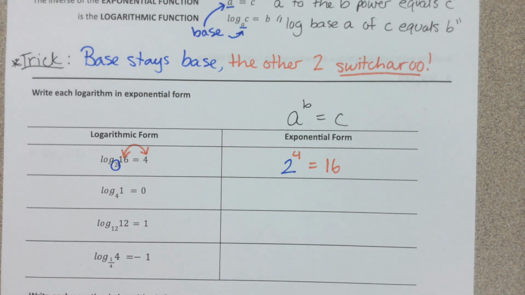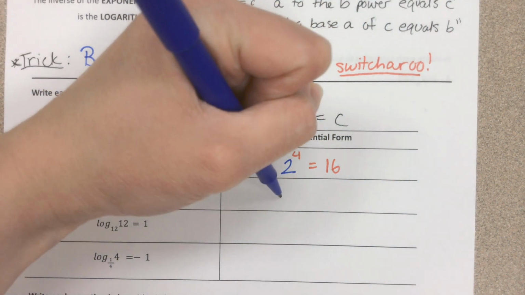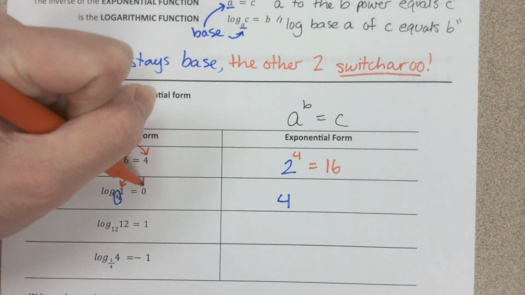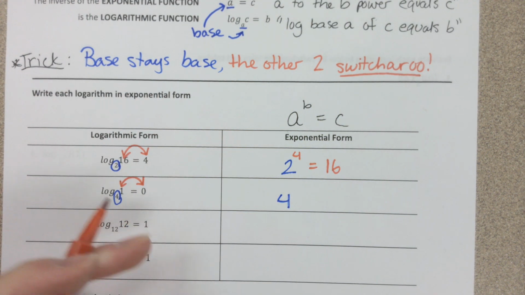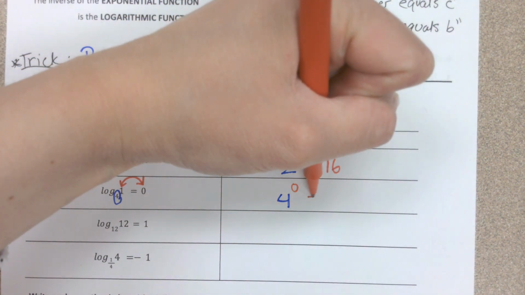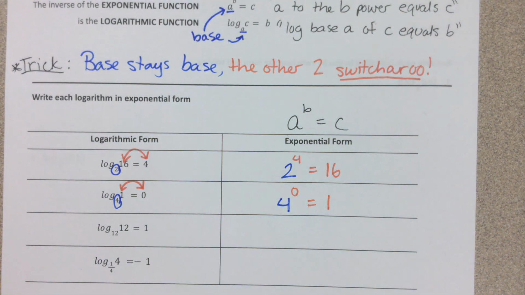We'll do that 3 more times. Log base 4 of 1 equals 0. Base stays base. My base is 4. The other 2 switcheroo. So I'm going to start with 0. 0 is my exponent. Equals, the 1 goes on the other side of the equal sign.